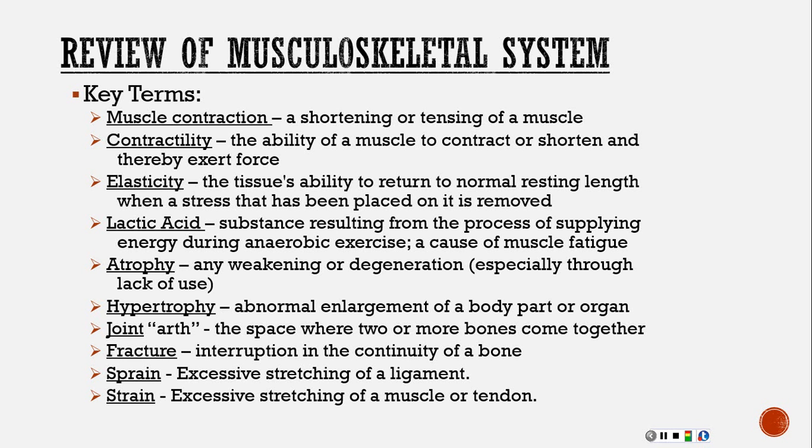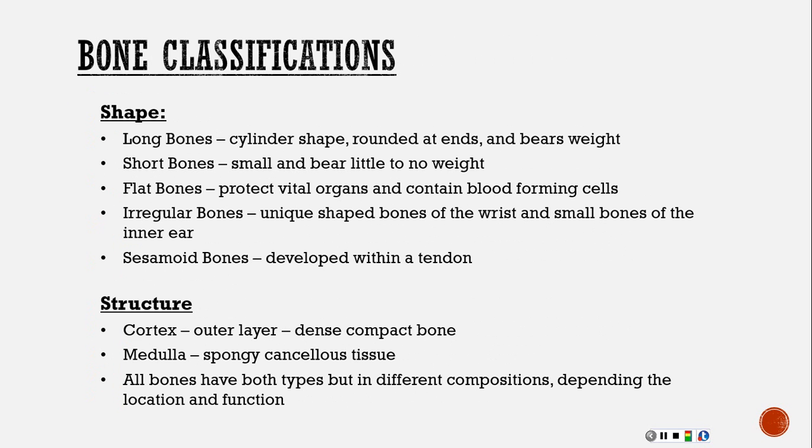All right, so let's move into the bone classifications. Okay, kind of continue with our review here. Bones can be classified by several different ways. The first way is by their shape. Long bones, cylinder shaped, they're rounded at the edges, and these are the weight bearers. Okay, probably the best example of that's going to be your femur.